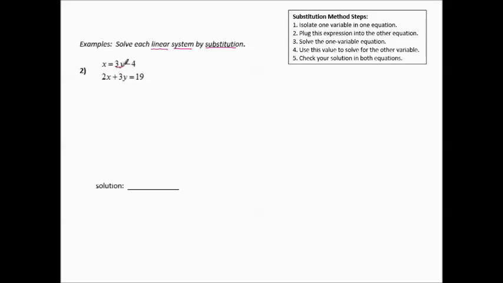This says x equals 3y minus 4. When it says x equals, I'm going to replace that variable. So I'm going to replace the x in my next equation. So I'm going to write 2, instead of x, I'm going to write 3y minus 4 plus 3y equals 19.